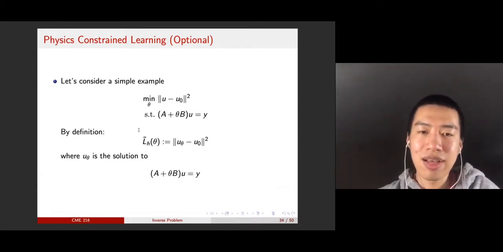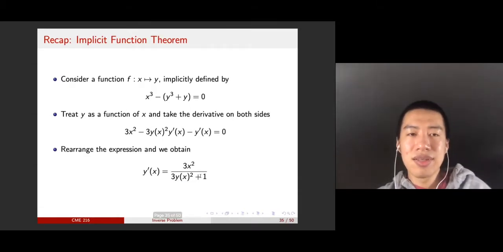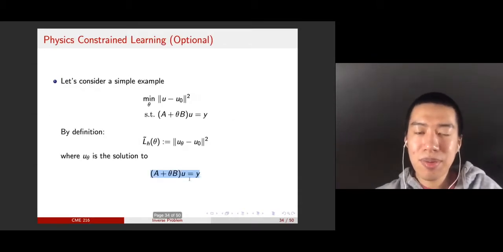You can actually solve that by hand, but here let's consider solving it using physics constrained learning. By definition, this L tilde should be U theta minus U naught, squared. And U theta is the solution to this equation, where U depends on theta, but we'll assume that you cannot just write out U theta analytically. Although in this case you can, because U is just equal to (A plus theta B) inverse Y. So let's consider the problem of how to compute the gradient of this L tilde with respect to theta.